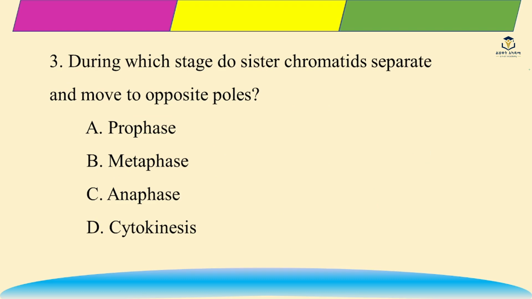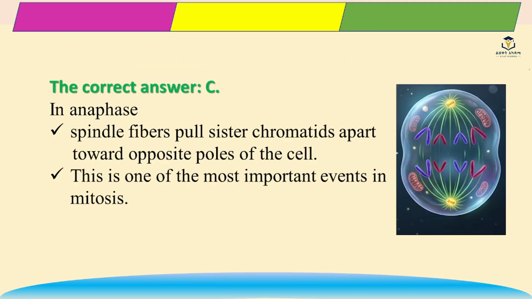Question 3. During which stage do sister chromatids separate and move to opposite poles? A. Prophase. B. Metaphase. C. Anaphase. D. Cytokinesis. The correct answer is C. Anaphase. In anaphase, spindle fibers pull sister chromatids apart toward opposite poles of the cell. This is one of the most important events in mitosis.